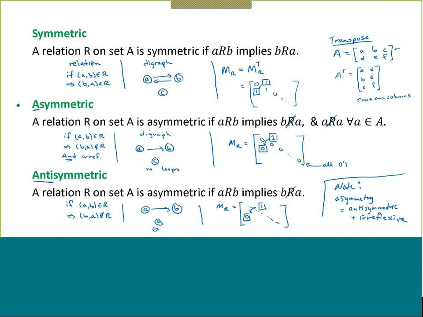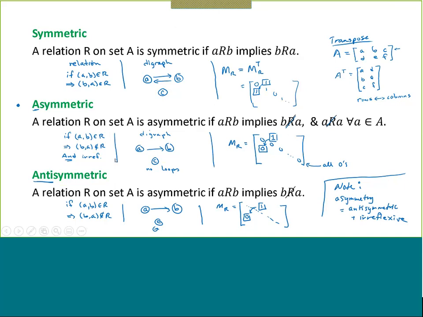Okay? Where both the symmetric property up here at the top and the antisymmetric property here at the bottom, nobody cares if you have loops, don't have loops, all loops, no loops, some combination thereof. The asymmetric is you're not allowed to have any of the loops. So that's the big difference.